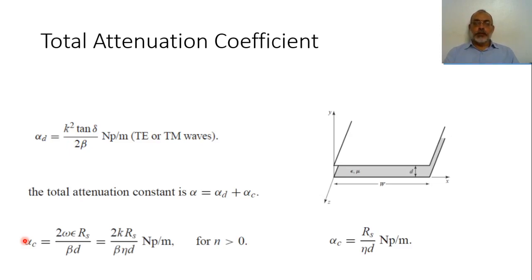For the total attenuation coefficient, we already said that the attenuation coefficient due to the dielectric loss equals k squared tan delta over 2 beta. And we have proven that the attenuation coefficient due to the conductor loss alpha c is 2k Rs over beta eta d for n greater than 0, or Rs over eta d for n equals 0. So the total attenuation coefficient alpha is alpha d plus alpha c. If n is greater than 0, it would be this relation. If n equals 0, it will be this relation. This is the total attenuation constant due to both the dielectric loss and the conductor loss.